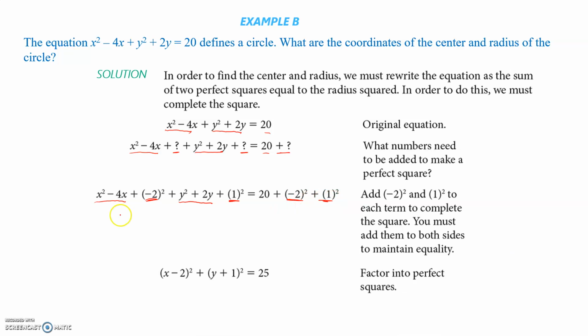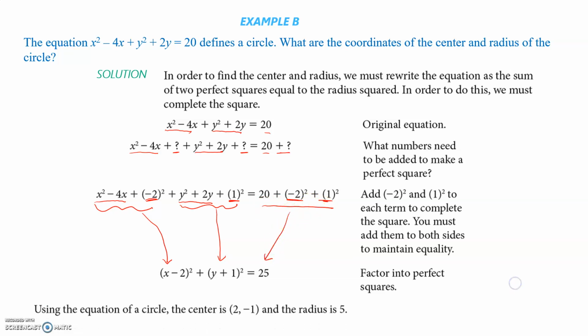And now the next step says to factor this. It's going to factor into x minus a negative 2, squared. And all of this is going to factor into y plus 1 with a square in it. And then this combines to be 20 plus 4 plus 1, which is 25. So the equation of the circle is shown there. The center is at positive 2, negative 1. And if that's the radius squared of 25, the radius is 5.